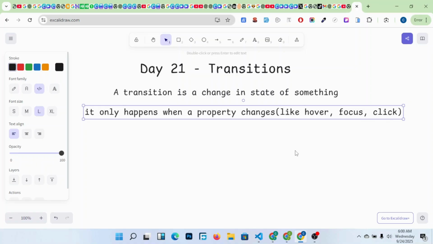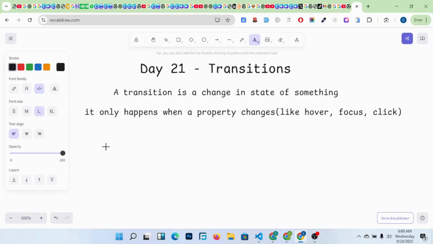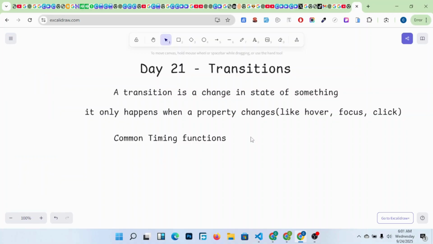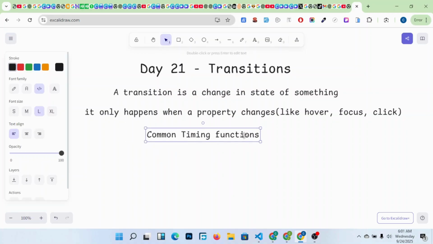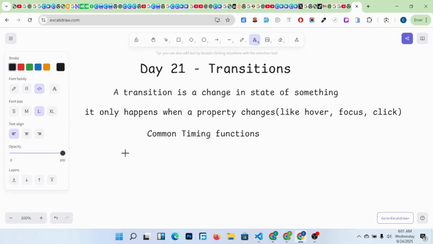So before we dive more into this, I'm going to first pass through something: the common timing functions. Timing functions, and I want you to note them down. At least write this in your notebook somewhere, so that you don't forget. So we have what they call common timing functions.